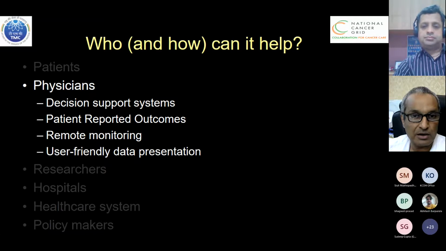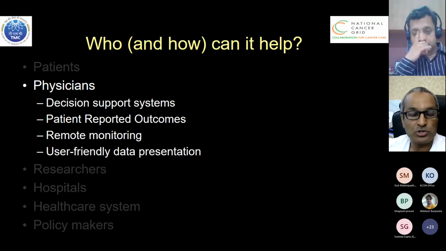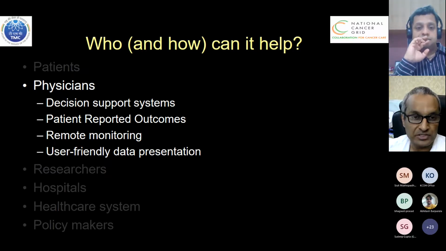Decision support systems are only one of them. But again, I would remind you of the not so successful story of IBM Watson, which when it came out was touted to be the best thing that happened to physicians since sliced bread, but failed to live up to its promise for various reasons.